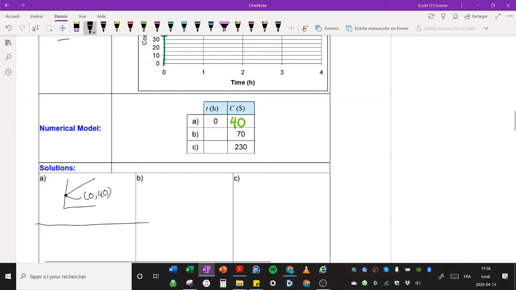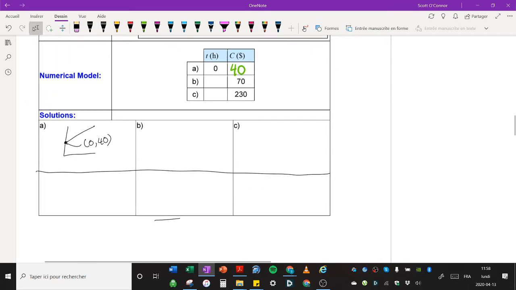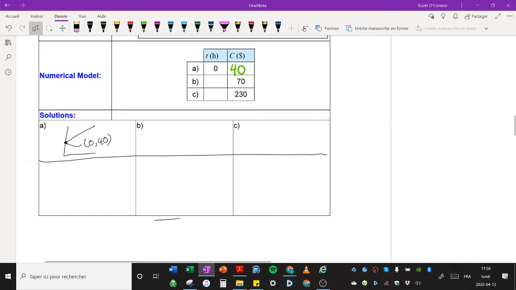Now, could I have used the algebraic model as well? Well, the algebraic model is C is equal to 40 plus 10t. Which value have I been given? I've been given the amount of time, which is 0, so I can replace t with 0. And what's 10 times 0? 10 times 0 is 0, and so on my next line I'm left with 40. And so you get the same answer.